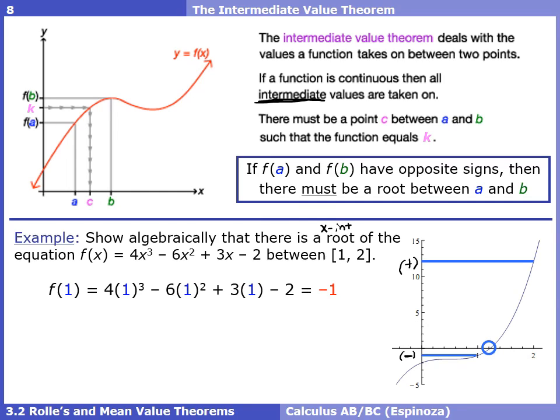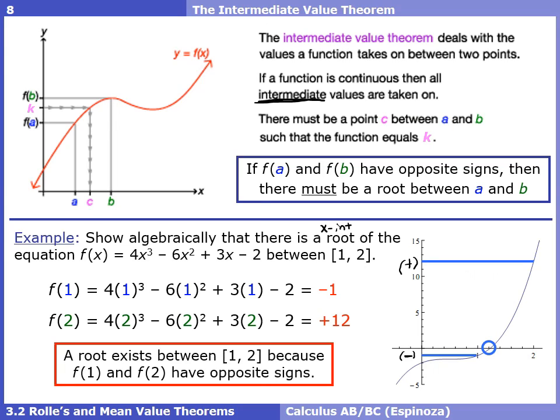So how are we going to show this algebraically? Well, since we want to show that there's a root between 1 and 2, we need to find the value of f of 1. If you plug 1 into your function, you'll get negative 1, which we verified by cheating using the graph. If you plug 2 into your function, you'll get positive 12. Again, we cheated and looked at the graph to see that. So to finalize this answer, to show algebraically that there is a root, we can make a little statement here and say there is a root between 1 and 2 because f of 1 and f of 2 have opposite signs.